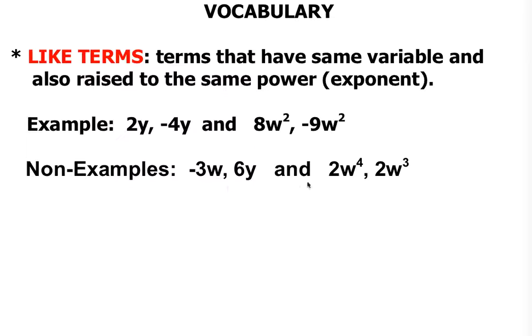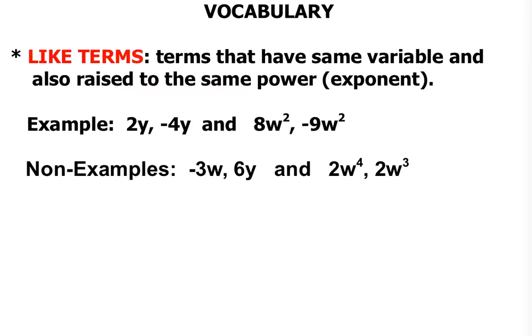These two examples here are not examples of like terms. Negative 3w and 6y. These are not like terms because they do not have the same variable. In this example, 2w to the fourth power and 2w to the third, they do have the same variable. However, the reason why they are not like terms is because their exponents are simply different. Hope that's clear. Now let's go ahead and apply this knowledge to combining like terms.